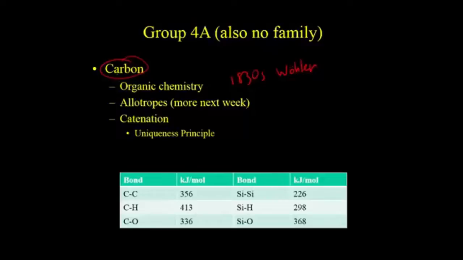Now, there are also inorganic forms of carbon, and the elemental forms of carbon come in different shapes, different phases, and these are called allotropes. In our next lecture series, we'll look at some special topics from main group chemistry, including the allotropes of carbon.